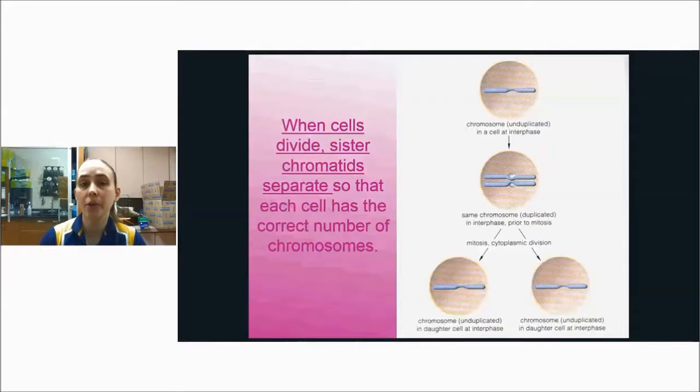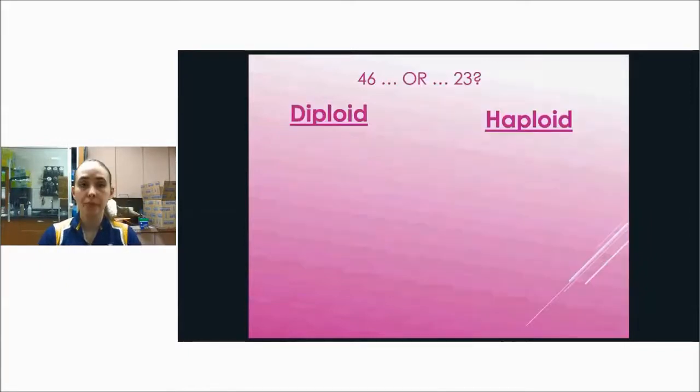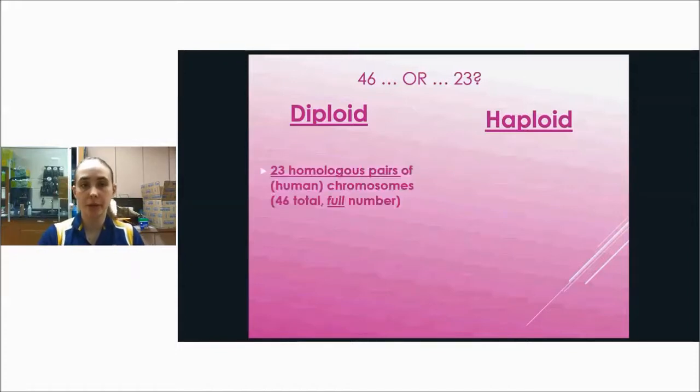If you look at the top, we start off with one unduplicated chromosome, or one chromatid. Then we duplicate it during the S phase of interphase, and through mitosis, we split those sister chromatids apart into two separate cells. So at the end, you're left with two cells that have the exact same genetic information as the parent cell. So basically making a clone.